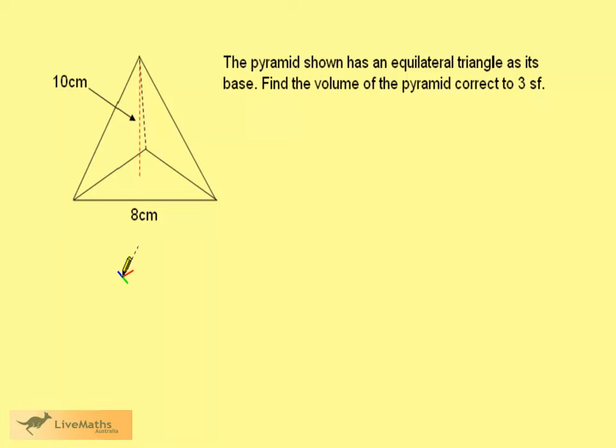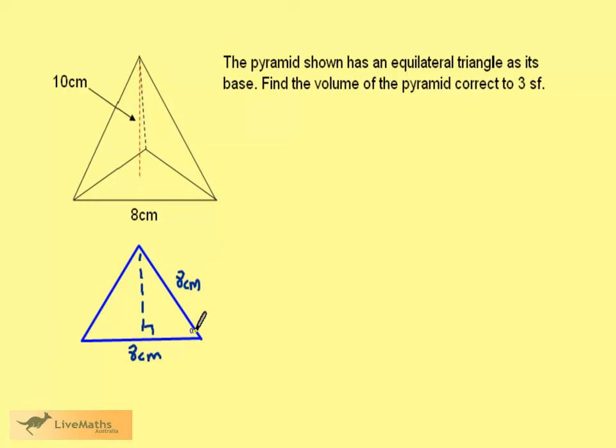So let's start by considering the base, which we know is an equilateral triangle. An equilateral triangle means all the lengths are 8 centimeters. We need the area of this base, so we're going to need the vertical height here. This length is also 8 centimeters.